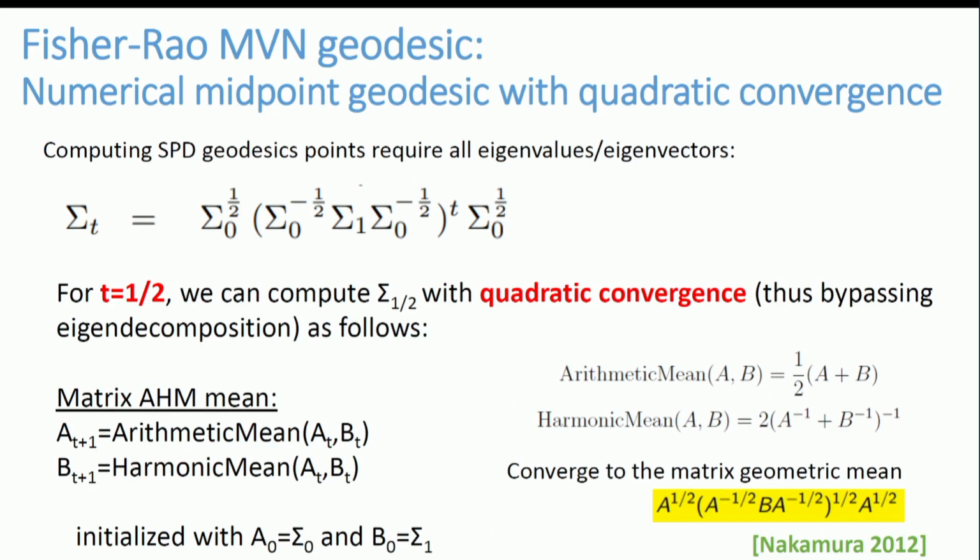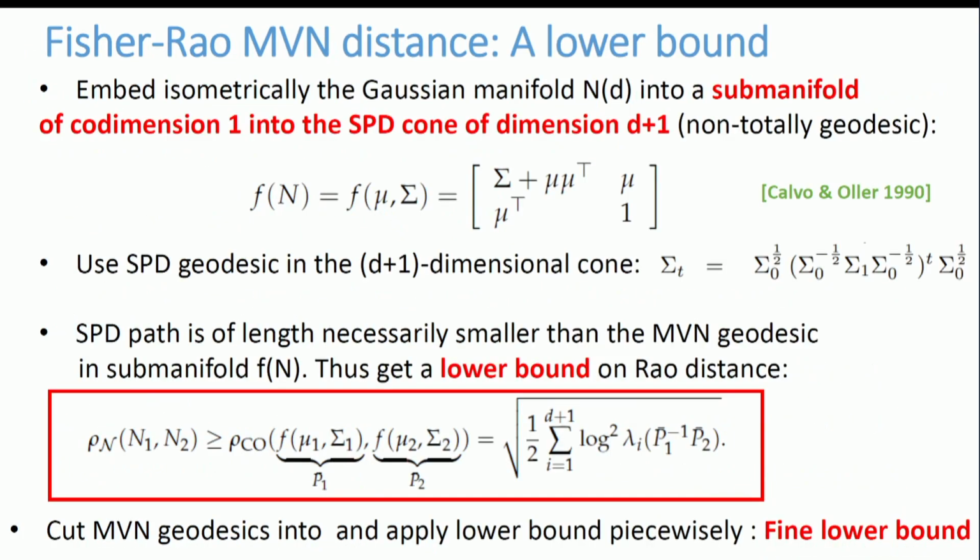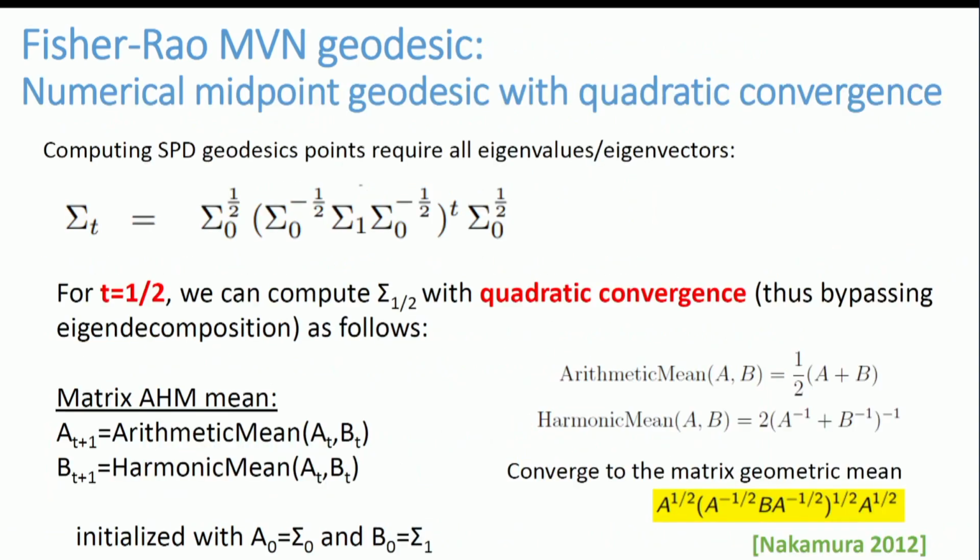Now, one thing you want to avoid in the former is that you need to compute the eigenvalues, which is time consuming because you need to decompose. What you can do to have the midpoint geodesic is to use an extension of the arithmetic-harmonic mean. You take sigma 0 and sigma 1 as your input, compute the arithmetic mean, then the harmonic mean, and reiterate like that. You can show that with quadratic convergence you will get what is called the matrix geometric mean, which is the geodesic midpoint. It's a Riemannian center. Okay.